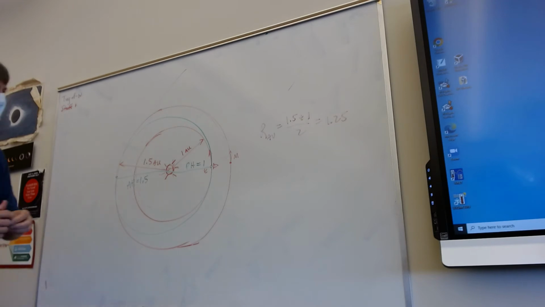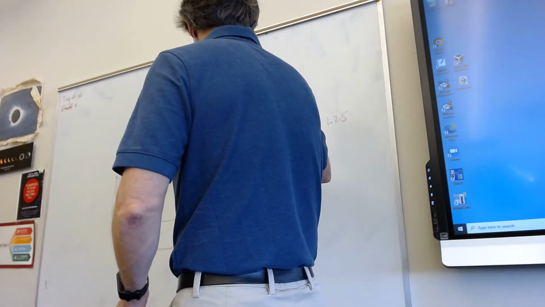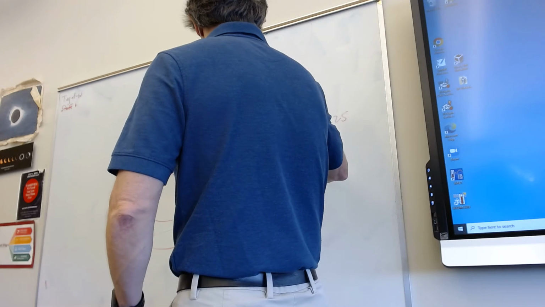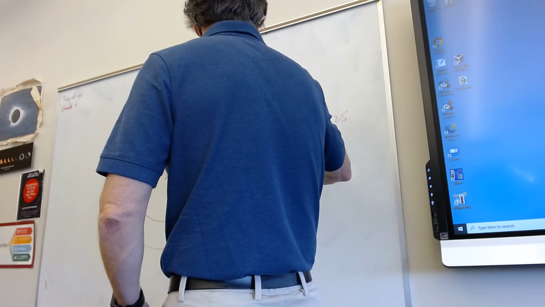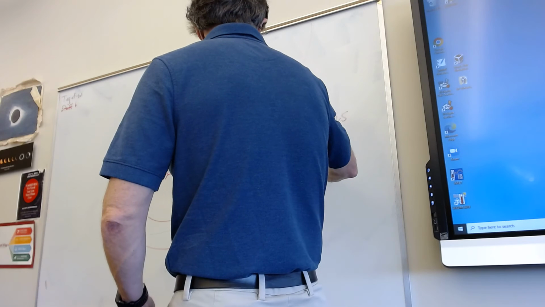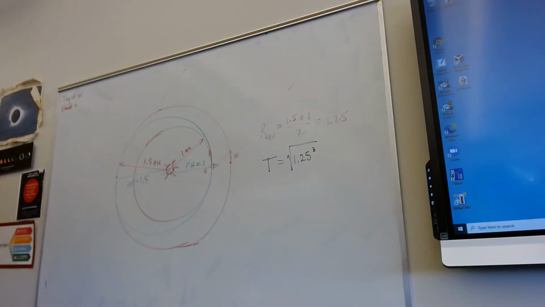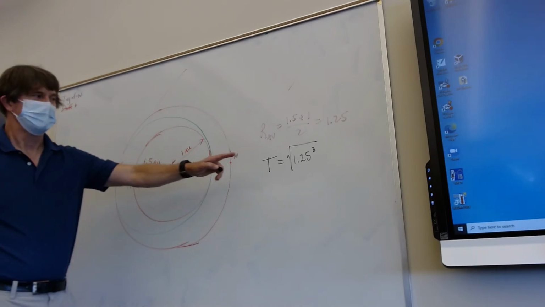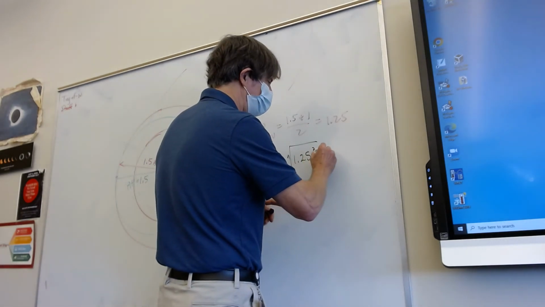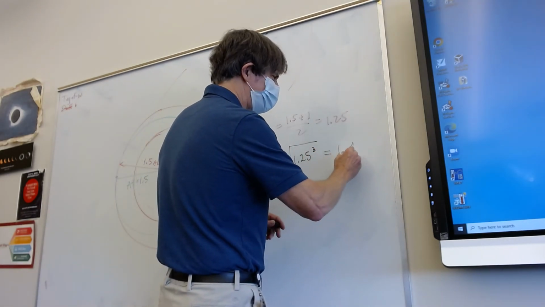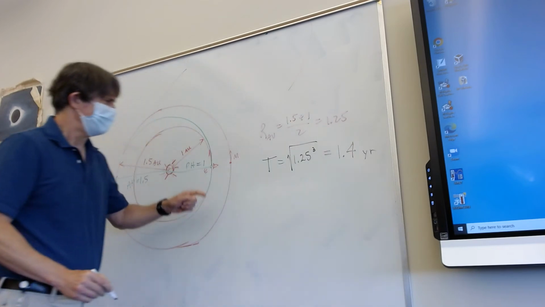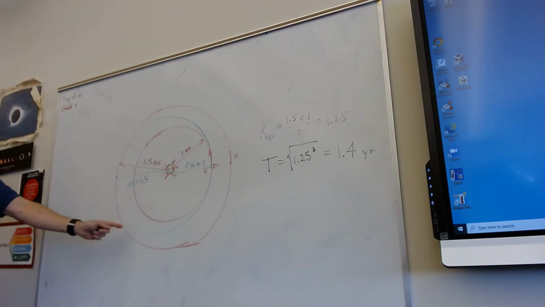Thank you, Maddie. So what you do is you take the square root of 1.25 cubed. The cube of 1.25 is just under 2, so it's like 1.9 something. You take the square root of that and you get about 1.4. So it's 1.4 years, the entire period of the spacecraft's orbit.